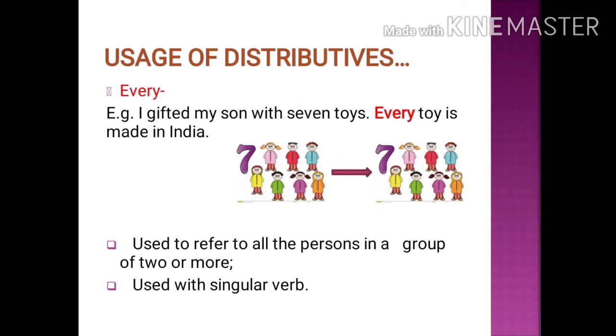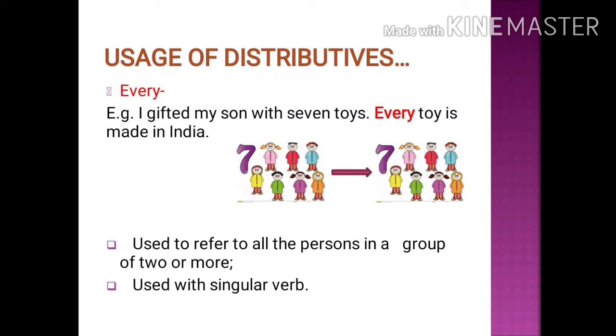The next determiner we're going to learn is every. Look at the example given here, children. I gifted my son with 7 toys. Every toy is made in India. The distributive every is used to denote all the things or persons in a group. When I say every toy is made in India, I mean that all the toys from the group have been made in India. So, the distributive every is used to refer to all the persons or things in a group.